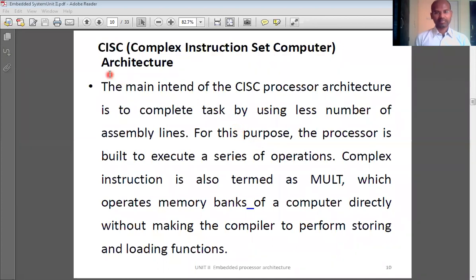whereas CISC stands for Complex Instruction Set Computer. These are the two architectures present today. And coming to CISC, this architecture's instruction set is very complex. Complex in the sense it takes longer time in terms of clock cycles to execute these instructions.